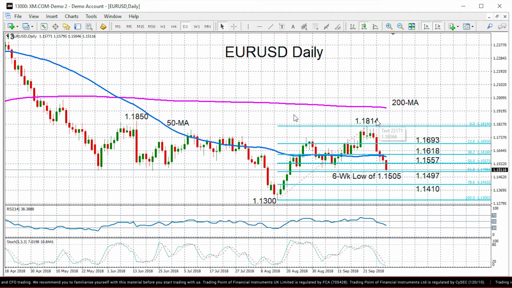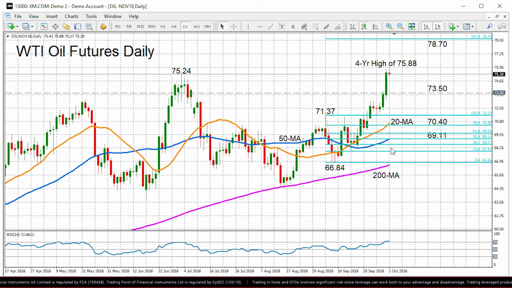In the more medium term, though, we could see that euro dollar still remains within recent range, pointing to continuation of that medium-term neutral outlook. Finally, having a look at WTI Oil Futures, we can see prices earlier today made a fresh 4-year high of 75.988. Looking at the RSI, it has crossed into overbought levels, suggesting that we could see a downside correction.